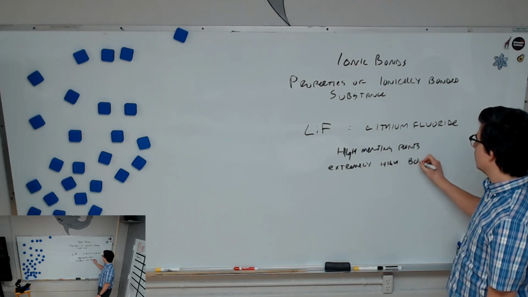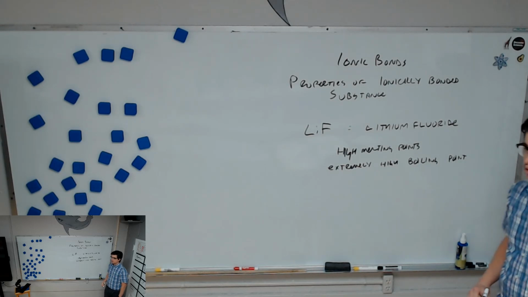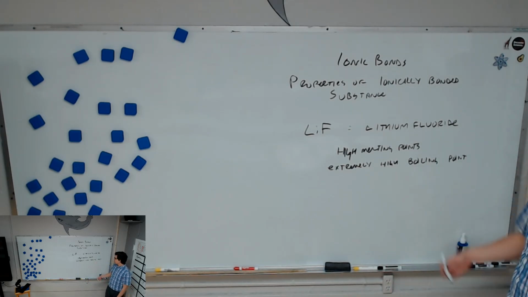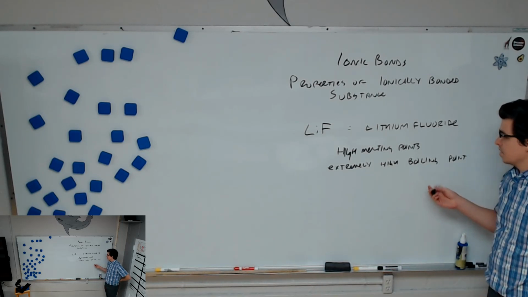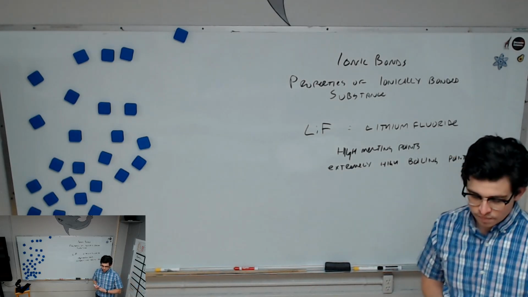Remind me real quick, what is a melting point and what is a boiling point? The melting point is where it does what? Melts. Yes, turns to a liquid, whereas the boiling point is where a liquid turns to a gas. There's a slightly more complicated definition for that, but effectively that's true. They have high melting points and extremely high boiling points.